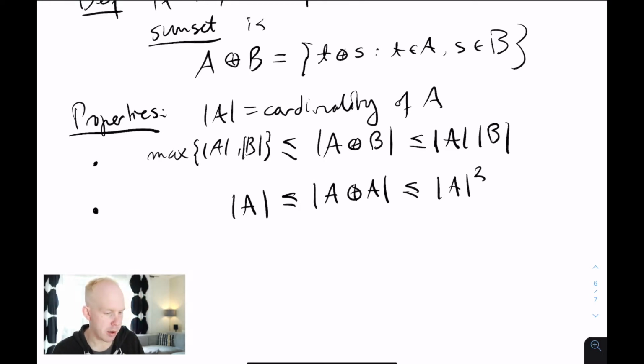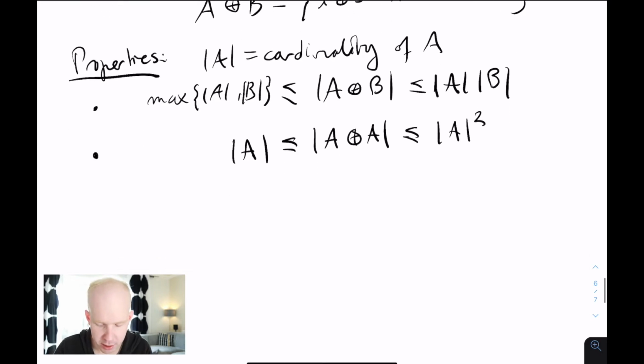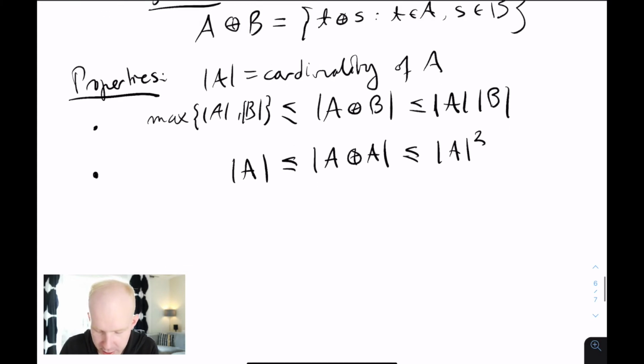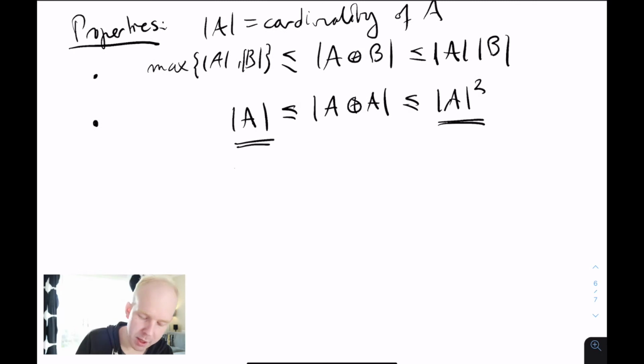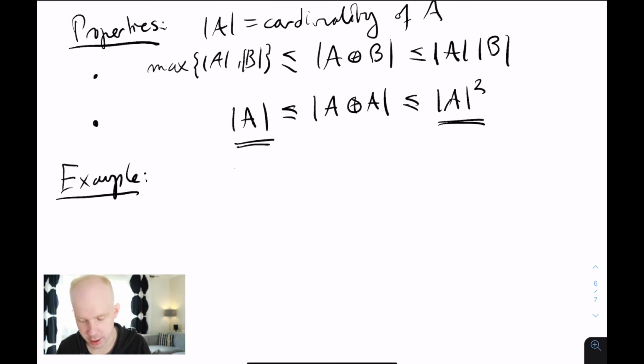And then there are deeper connections. It's possible that the minimal or the maximal case might happen for some set A. This is all possible. So let me give you an example that highlights the situation where you could actually achieve the possible extreme cases that you have here.